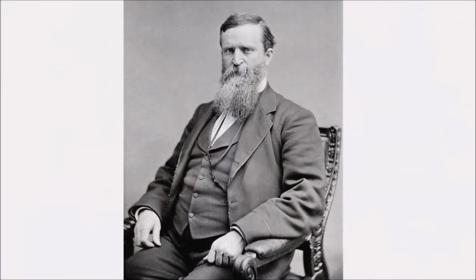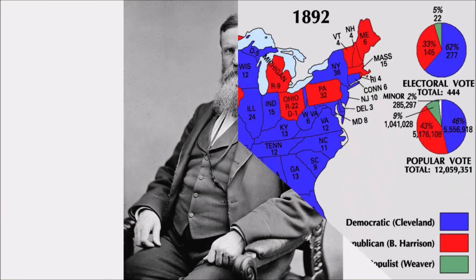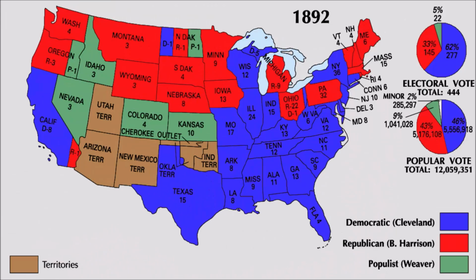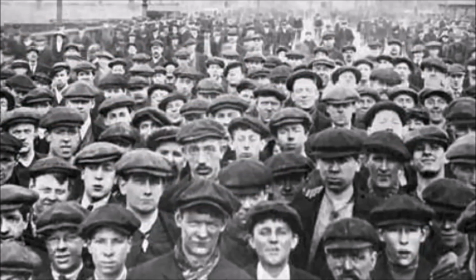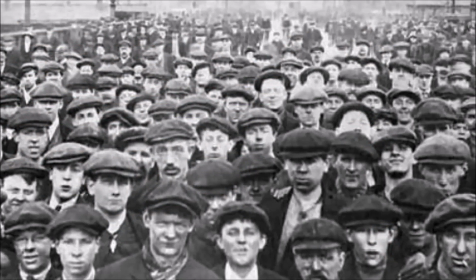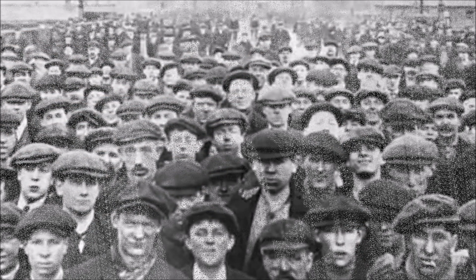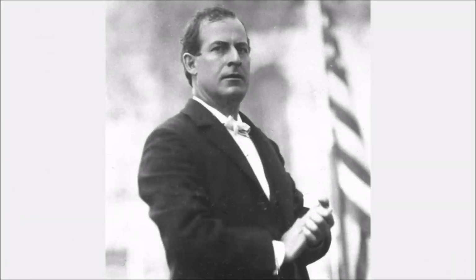The Populist candidate, James B. Weaver, received more than 1 million votes and won 4 states. Weaver's success encouraged Democrats to incorporate most of the populist agenda into their own platform. In the next election, in 1896, the People's Party and the Democrats both nominated William Jennings Bryan for president. After its incorporation into the Democratic Party, the People's Party quickly disappeared.